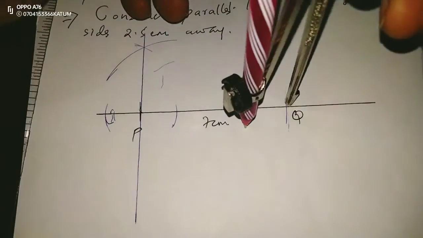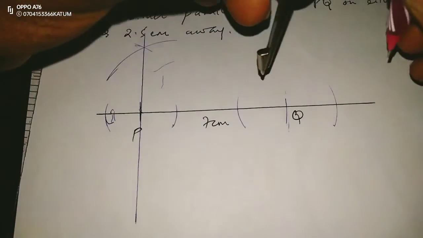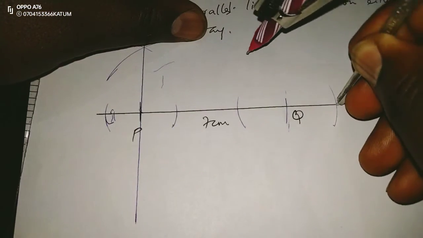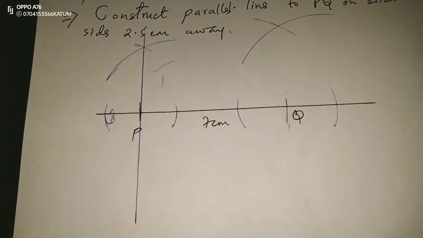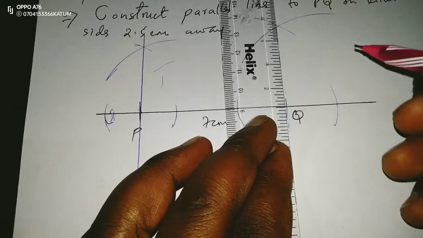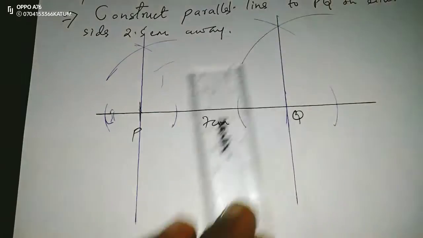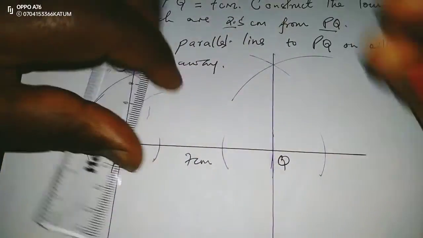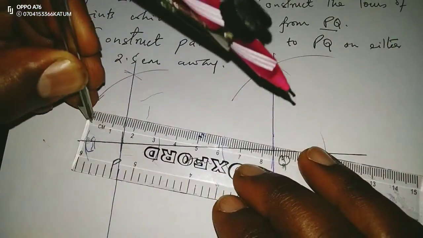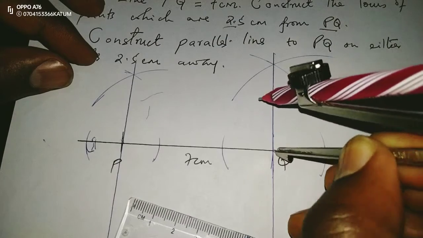And I drop a perpendicular through Q. So standing here, I make an arc. Then on the other side, I make an arc. I elongate the radius a little bit. Standing here, I make an arc. Then I cut the first arc using another one. And I drop a perpendicular through Q. Now with this perpendicular, I can stand on my straight ruler and measure 2.5 centimeters. So at P and Q, I measure 2.5 centimeters.